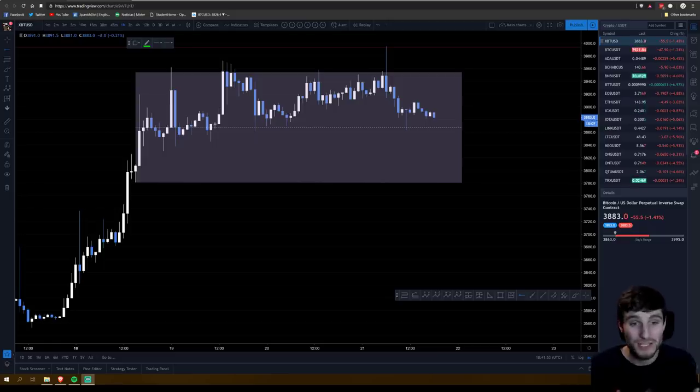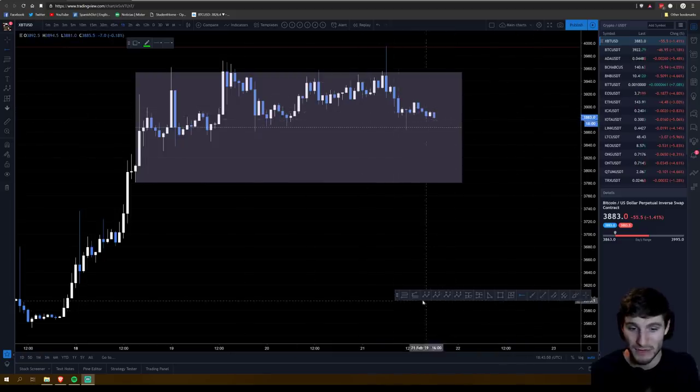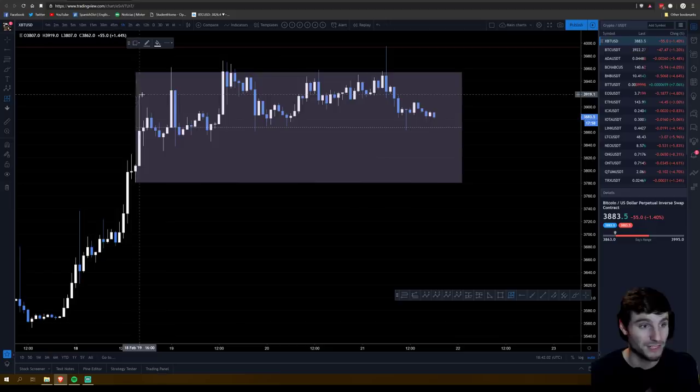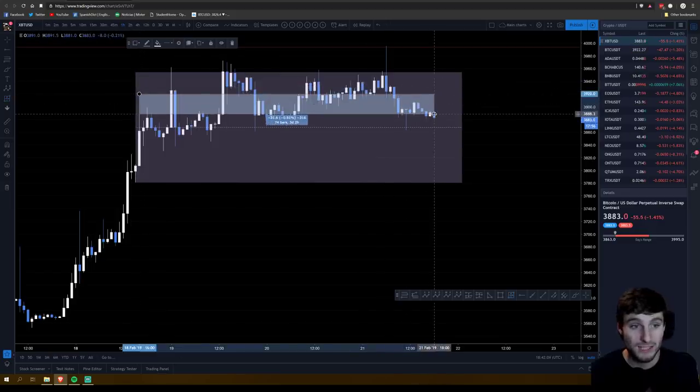Okay, starting on the smaller time frame here and how I have been scalping Bitcoin in the range it's been in over the last 3 days. Actually, it must be a little bit more than that now. How long have we been in this range now? It has been 3 days, 2 hours. So we've just been within this range for 3 days, 2 hours.